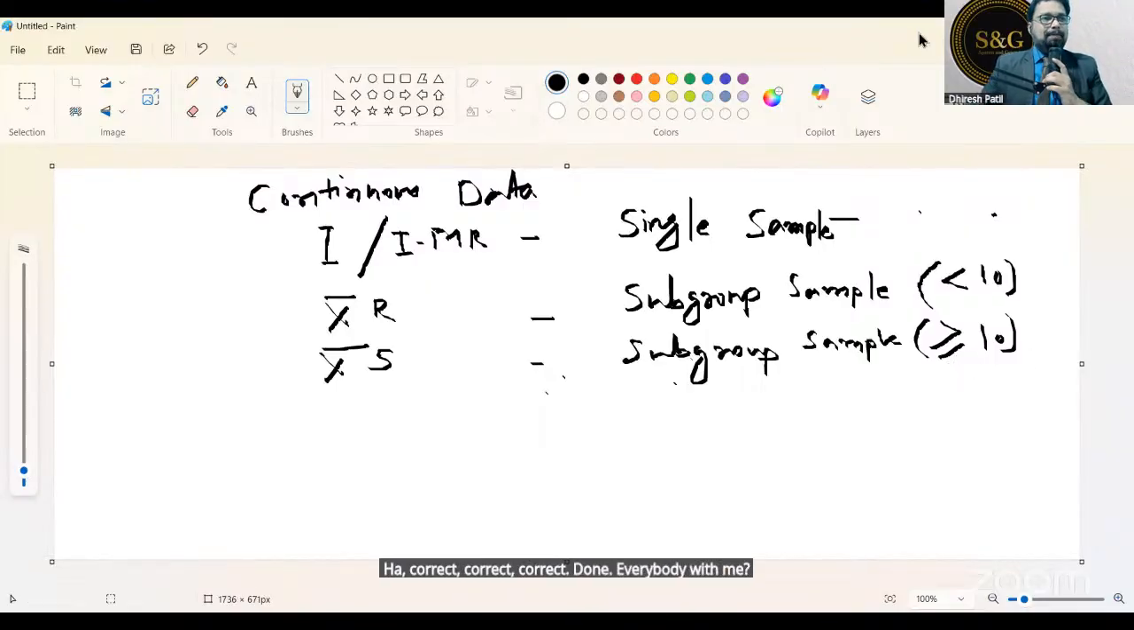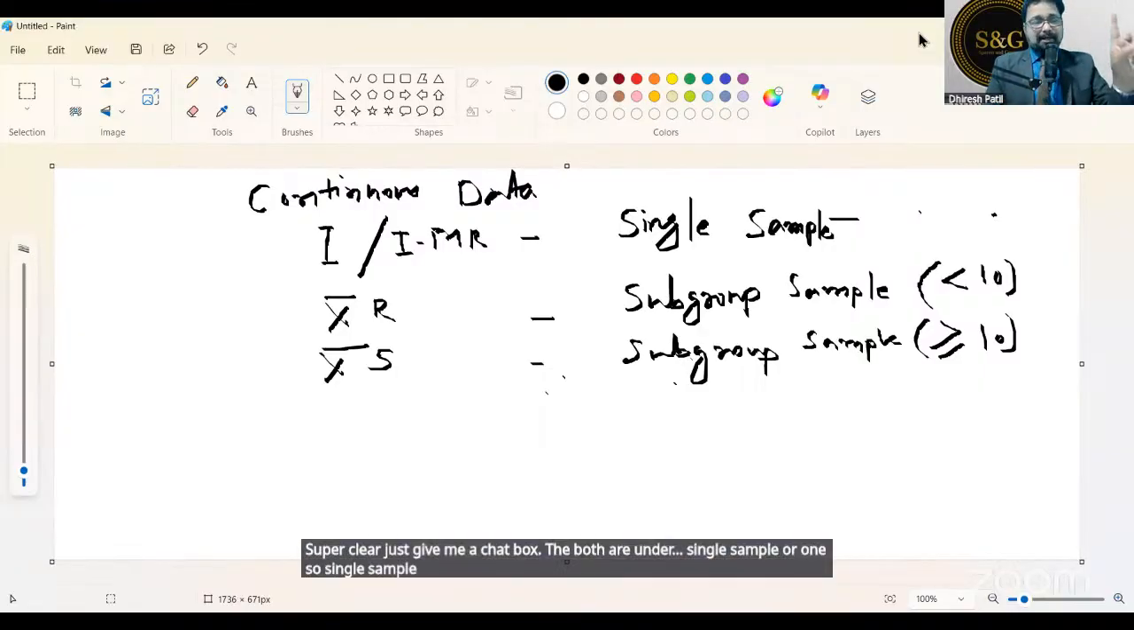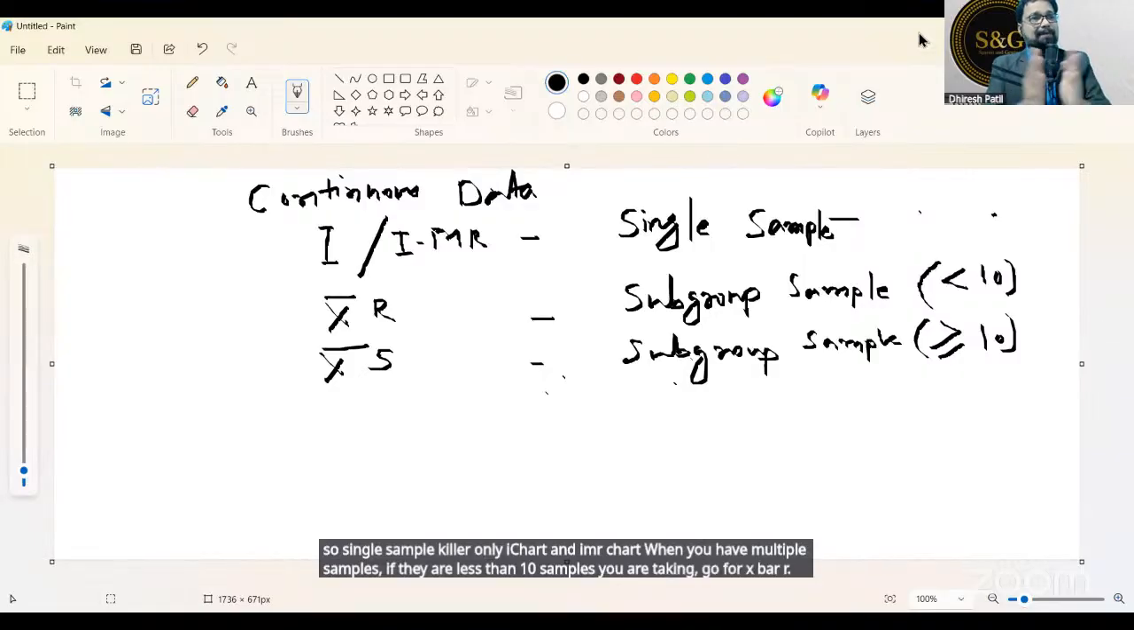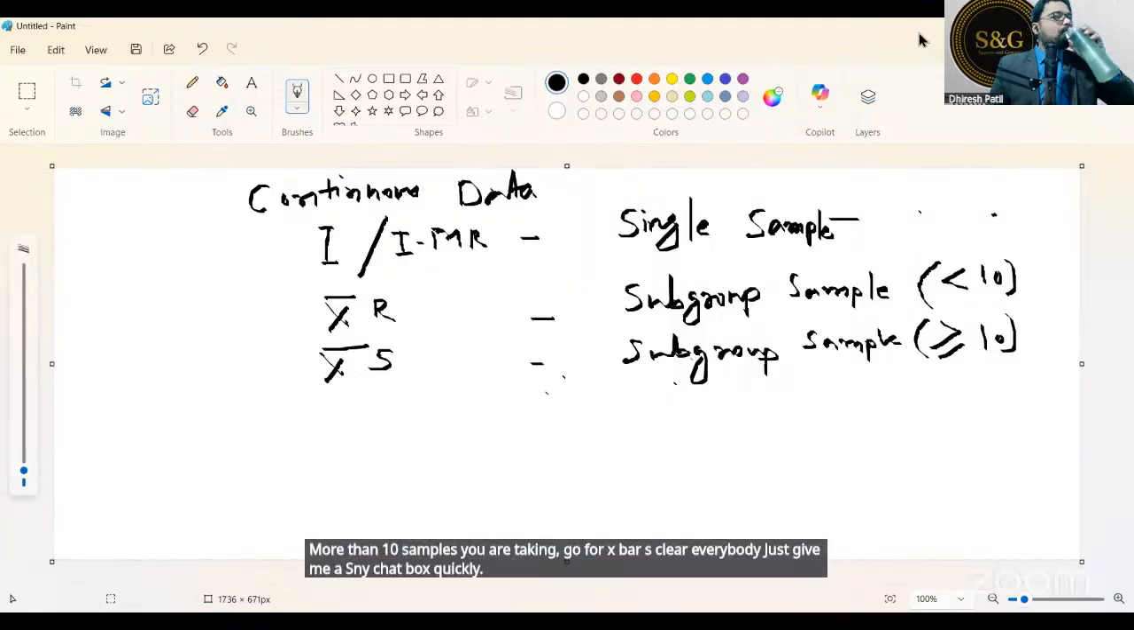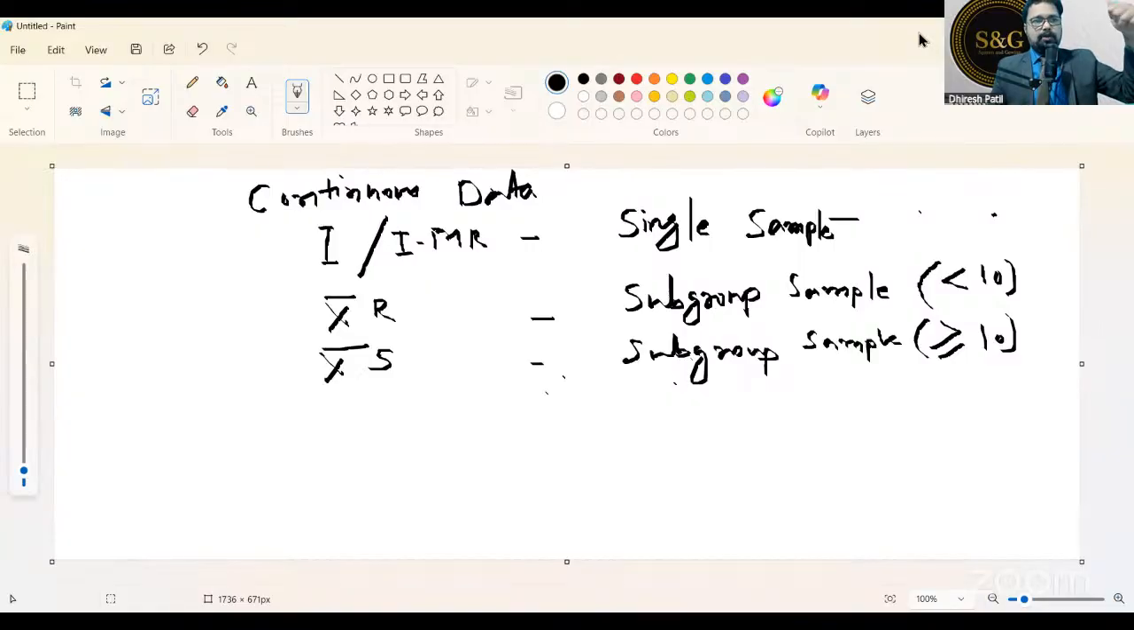Super clear. Just give me yes in the chat box. Are both under a single sample? For a single sample, only I chart and IMR chart. When you have multiple samples, if you are taking fewer than 10 samples, go for X bar R. More than 10 samples, go for X bar S. Clear, everybody? Just give me yes in the chat box quickly. Super clear? Very good. Amazing.